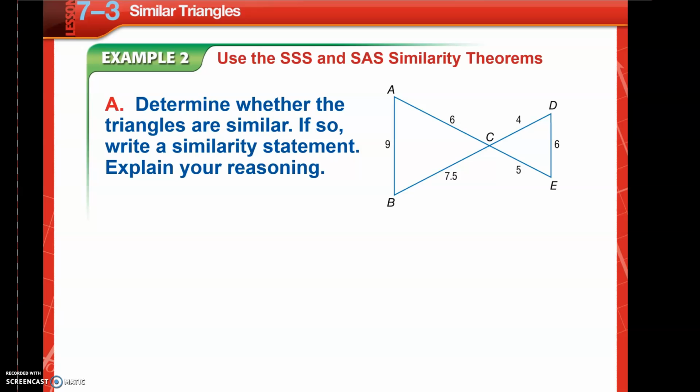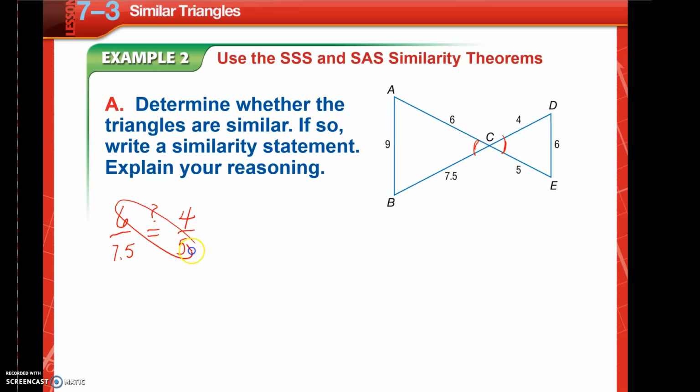So here we can see right off the bat, anytime we see vertical angles, we can say those are for sure equal. So I have an angle. I can't say another couple of angles, so let's check to see if these sides are proportional to these sides. So when we're checking proportionality, we could go to 6 over 7.5. Does that equal 4, because that's smaller than 5, over 5?